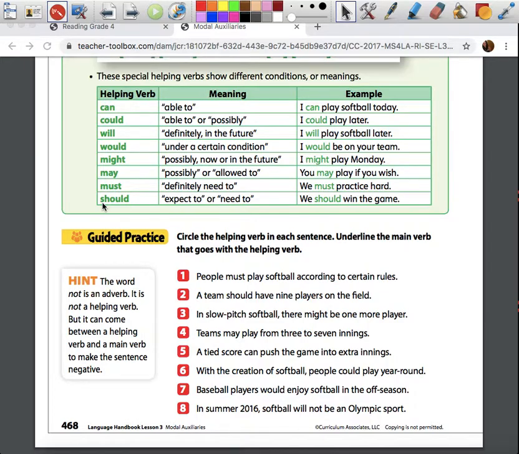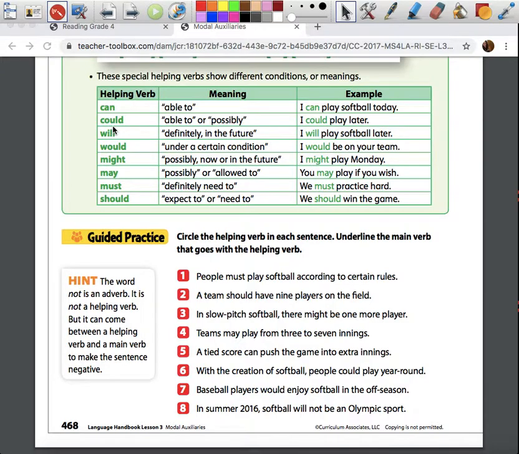Can shows an ability, like I can ride a bike. It can also suggest possibility. You can talk to me on Zoom tonight. And finally, can be a request. Can you help me?